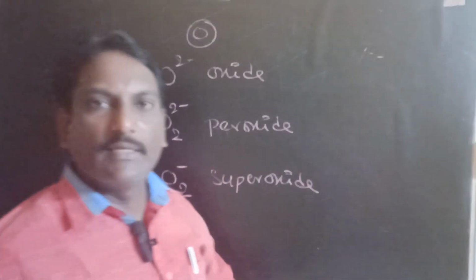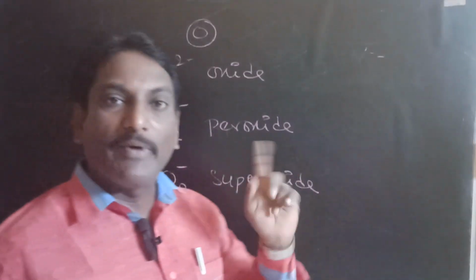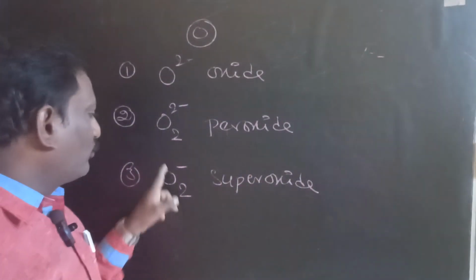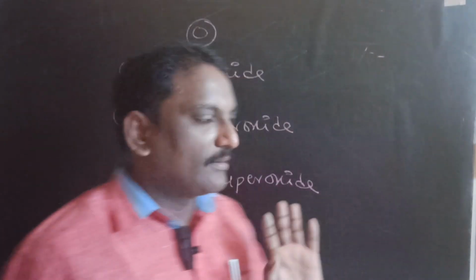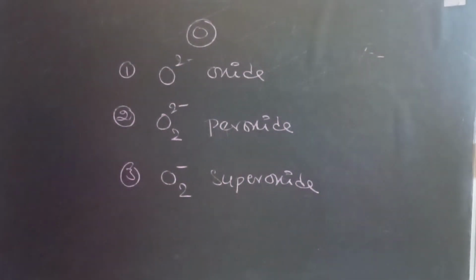Oxide ion O2 minus, O2 2 minus peroxide ion, O2 minus superoxide ion. These are the ions based on oxygen. Next one.